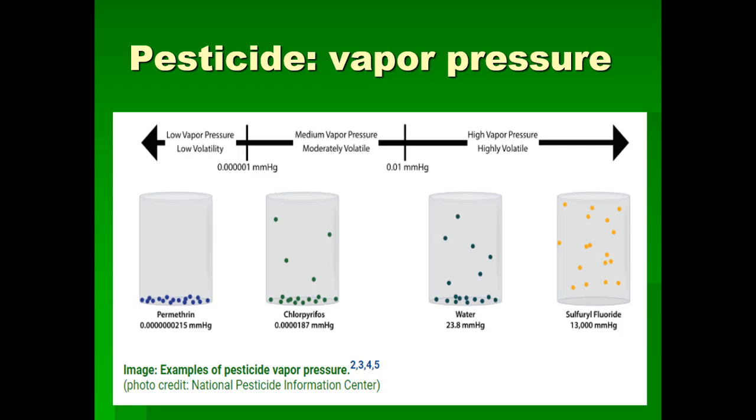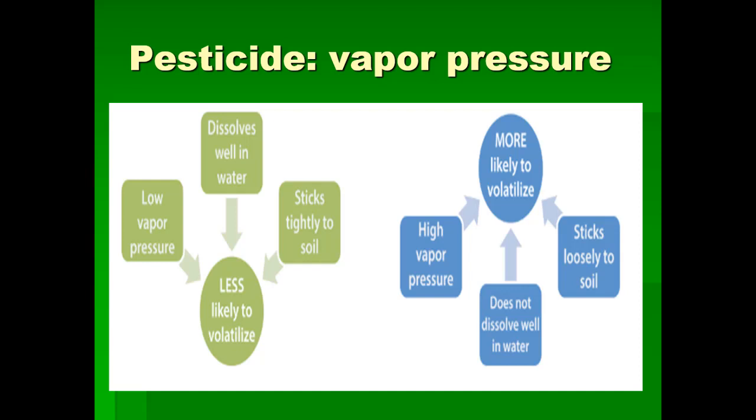And as we can see on this other slide, there are many environmental factors that will also affect the volatility of a pesticide, apart from the vapor pressure. For example, the water solubility and the ability to stick tightly to soil. The more water solubility and the ability to stick tightly to soil, obviously the less likely it is to volatilize. If it does not really dissolve well in water and does not bind to soil, it is more likely to vaporize.